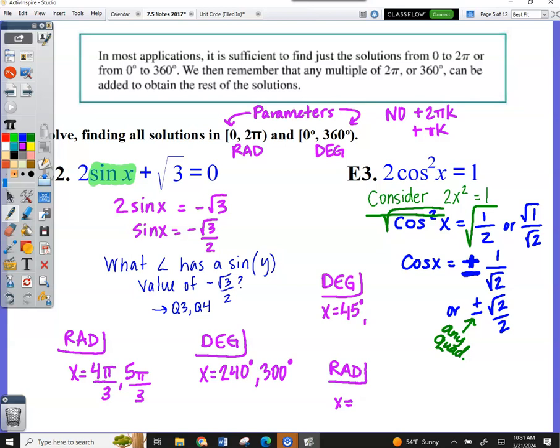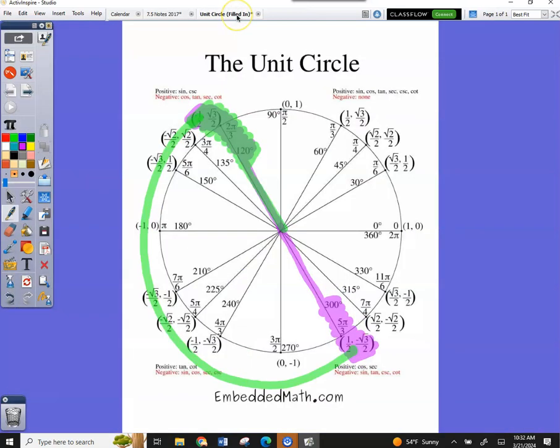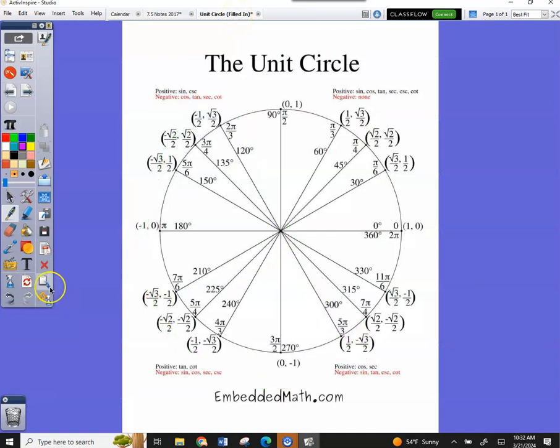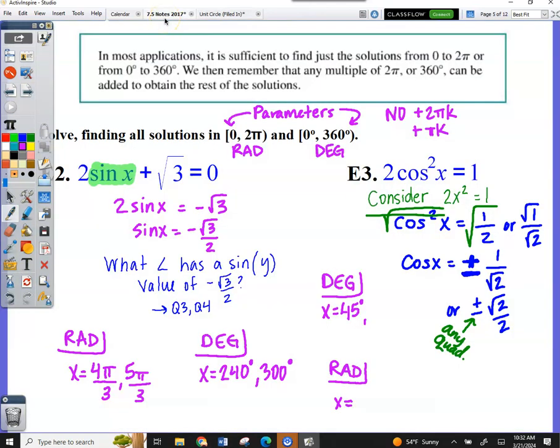Can you do plus 90, which would be pi over 2? I think so, because 180 minus 45 is 135. So the difference between all the 45s is 90. So what did you get? Let's see. Did you get 45, 135, 225, and 315?